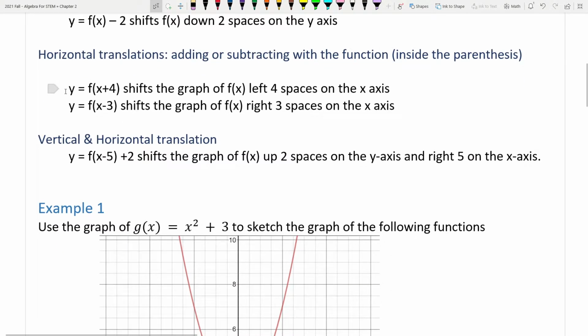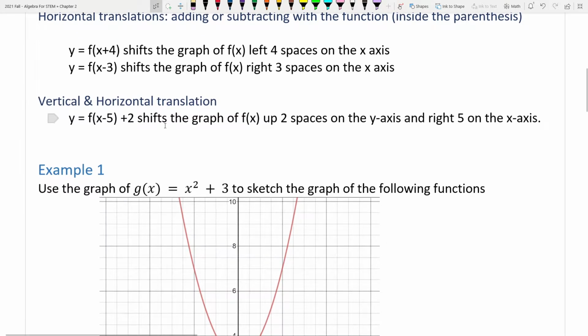If you have y equals f of x plus 4, that will shift the graph left 4 units because now it takes 4 less to get to the number that we're looking for. And if you do y equals f of x minus 3, that'll shift to the right 3 spaces.